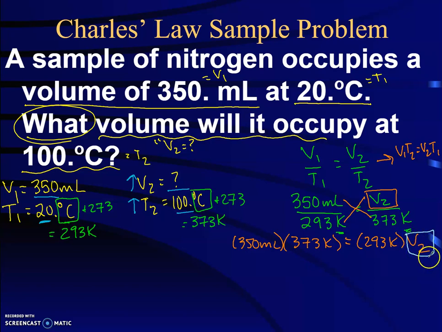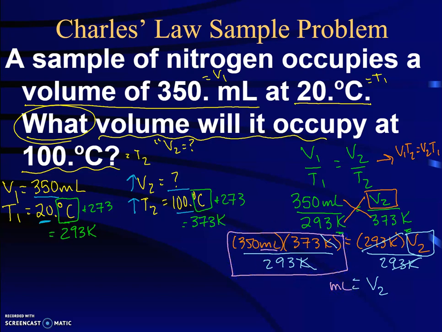Okay, you want V2 by itself. It's being multiplied by 293. So you are going to divide this side by 293 Kelvin. Whatever I do to one side, I do to the other in an equality. And you're going to see everything cancel out but V2 on the right-hand side. Kelvin temperatures are going to cancel out on the left-hand side, leaving a volume in milliliters. So how do I put this in the calculator? All right, push pause if you don't have a calculator. Go get one. I'll be here.